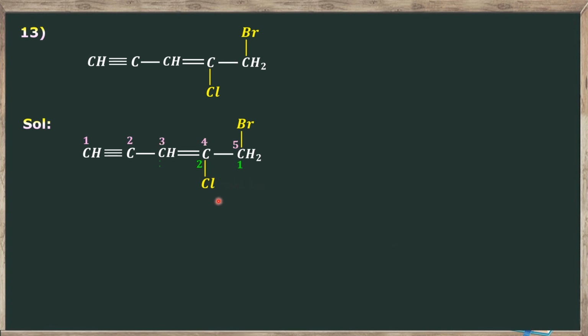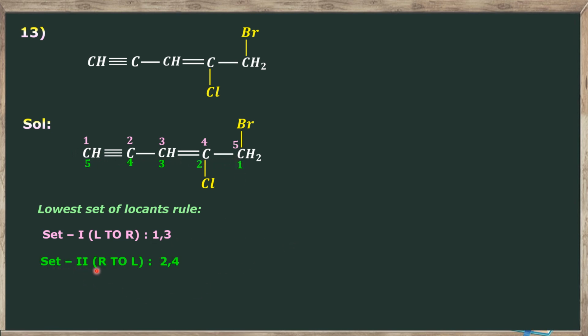Okay, from right to left. And here we have to identify the locants. That is the numbers that locate the position of the multiple bonds. Okay. Lowest set of locants rule. Set 1 locants are left to right. You see here, first carbon atom is bearing the triple bond and third carbon atom is bearing the double bond. So left to right locants are 1, 3. Next, set 2 locants 2, 4.